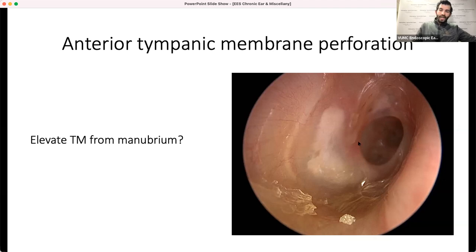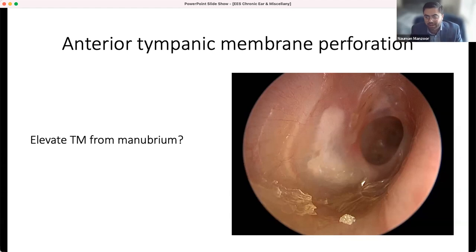I'm curious to know from both of you, if you take this patient to the operating room, are you going to elevate this drum off of the manubrium? When do you decide to make that decision? What are the pros and cons of doing that in your minds?